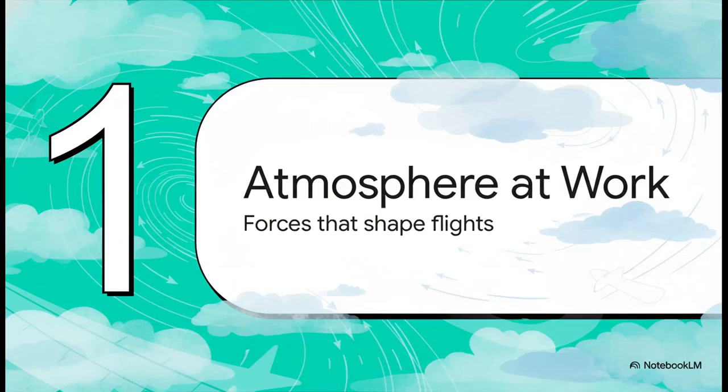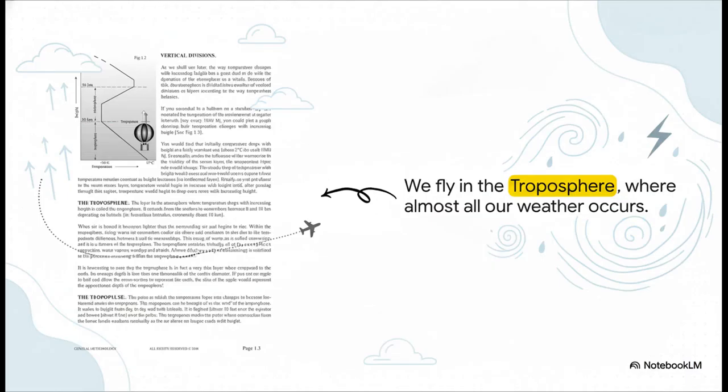First things first, we need to understand the massive, invisible engine that drives pretty much all the weather you'll ever fly through. So the first thing to get your head around is that the atmosphere isn't just one big blob of air. It's actually layered, kind of like a cake. And for us pilots, we live in that bottom layer, the troposphere. This is where basically all the weather happens. And right on top of it, you've got the tropopause, which acts like a lid or a ceiling, keeping most of that weather contained below.